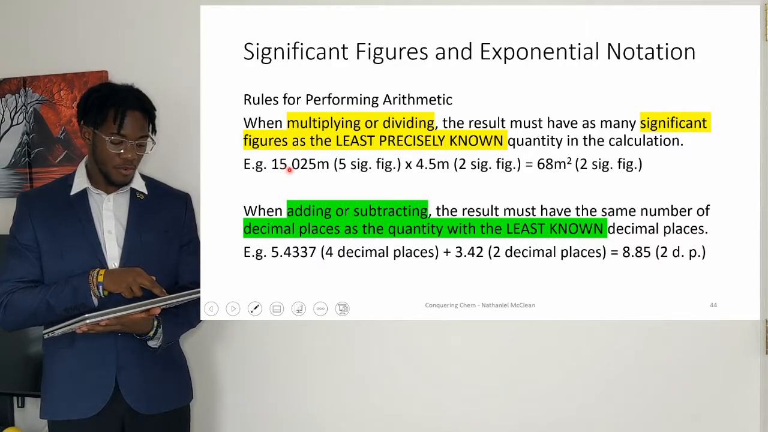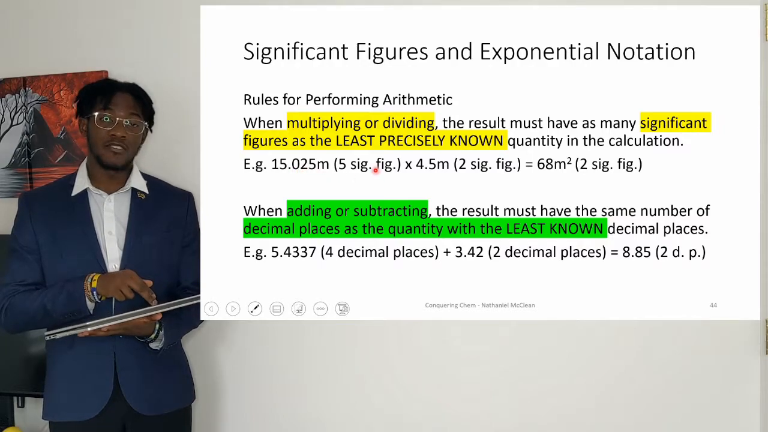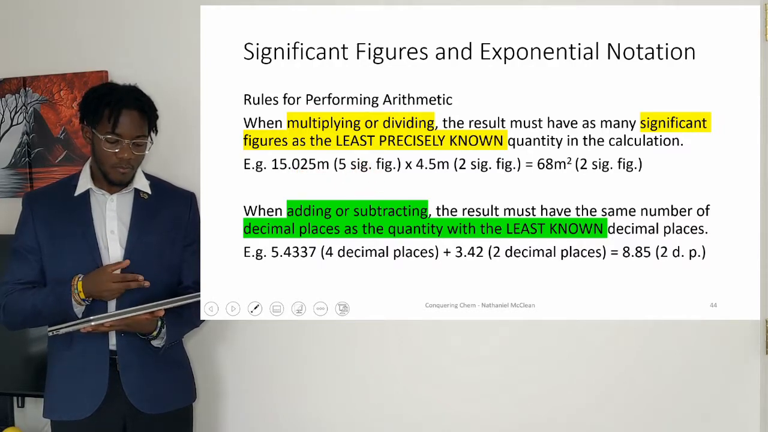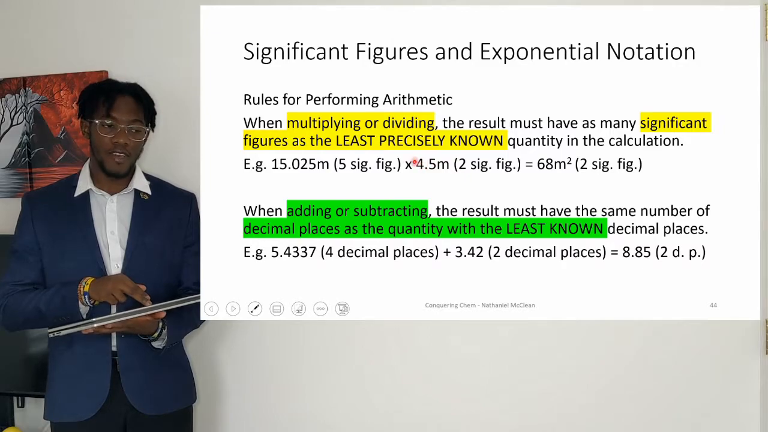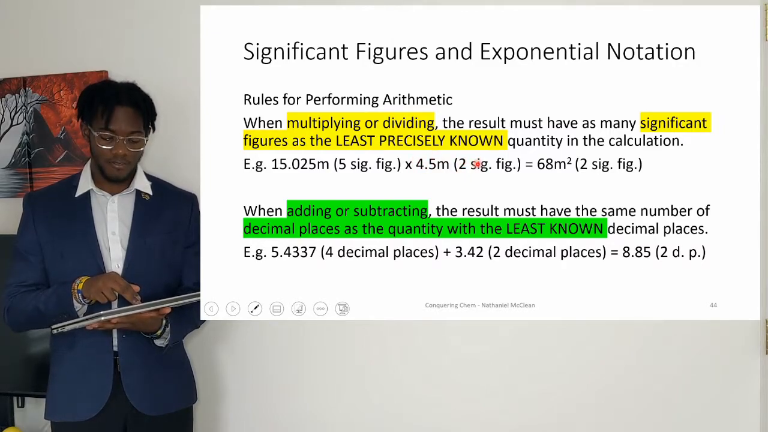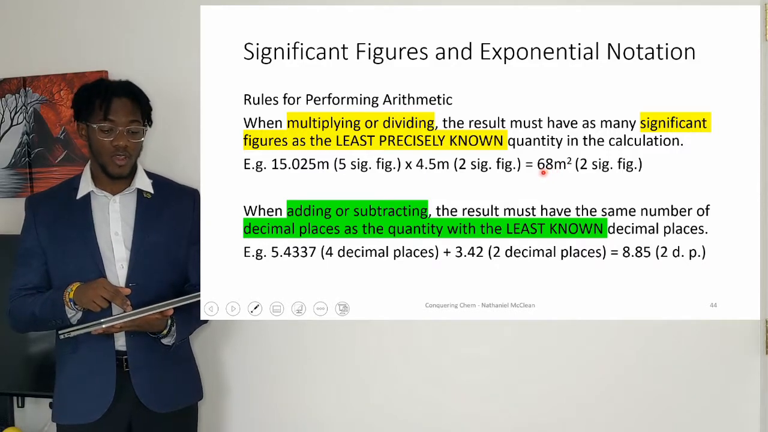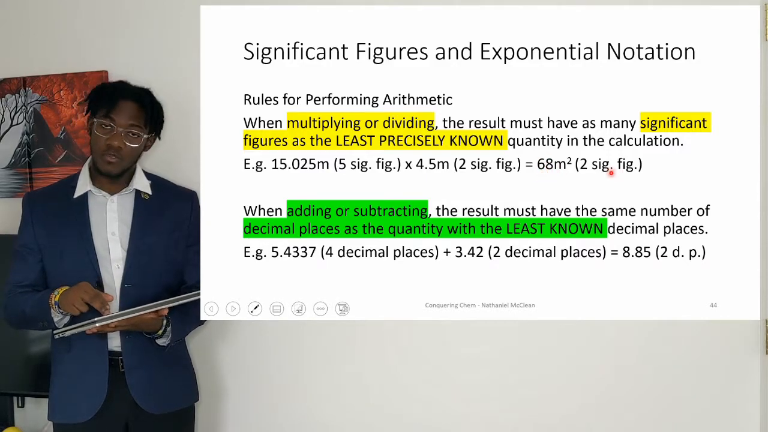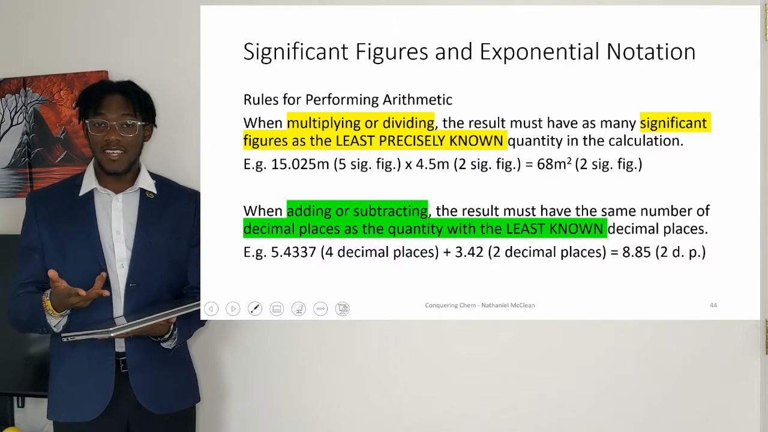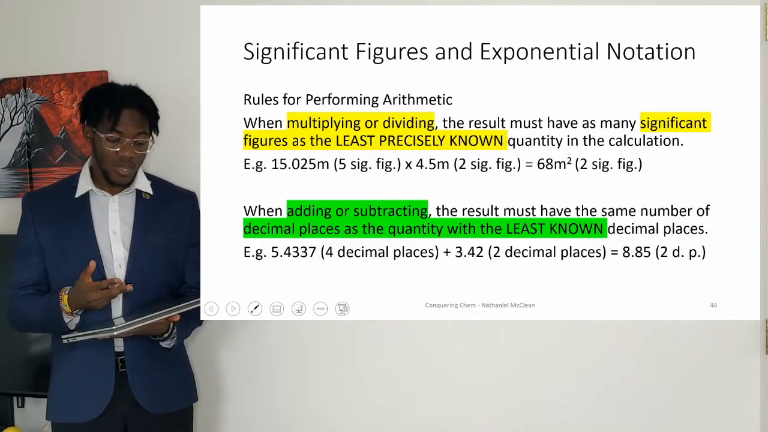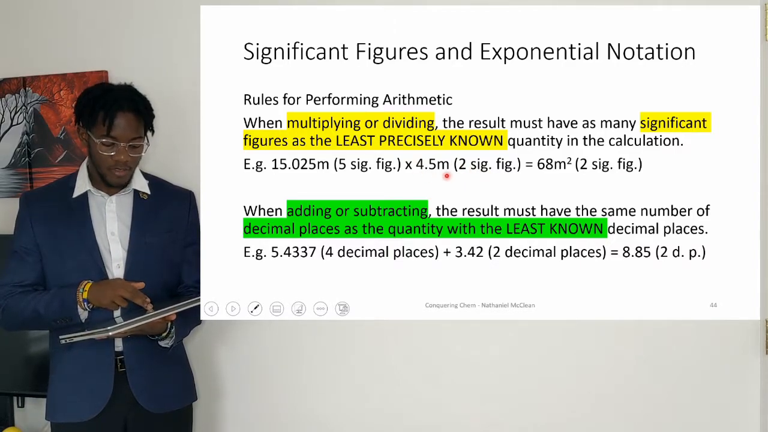We have 15.025, which has 5 significant figures, being multiplied by 4.5, which has 2 significant figures, giving us an answer of 68 meters squared. 68 has 2 significant figures, and that makes sense because the least precisely known quantity had 2 significant figures.